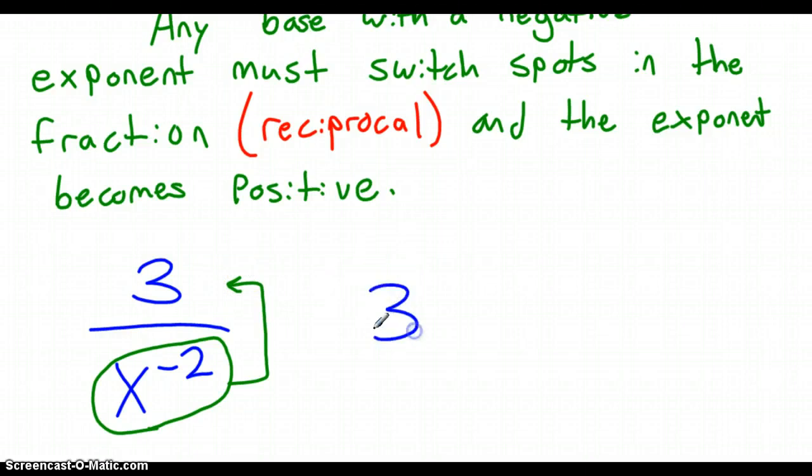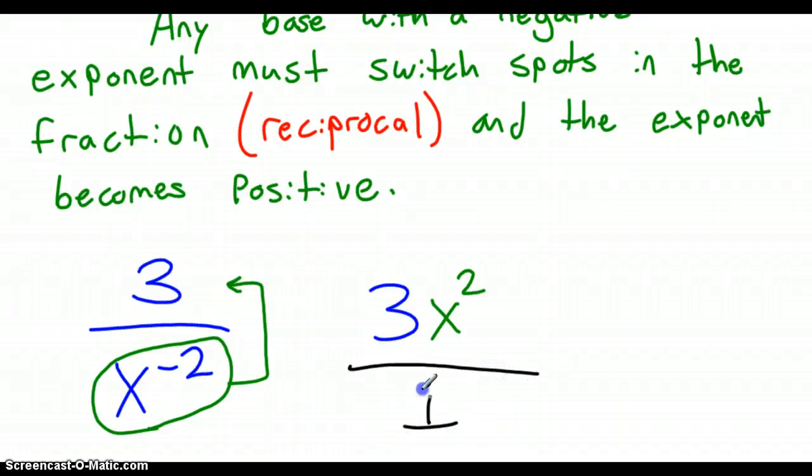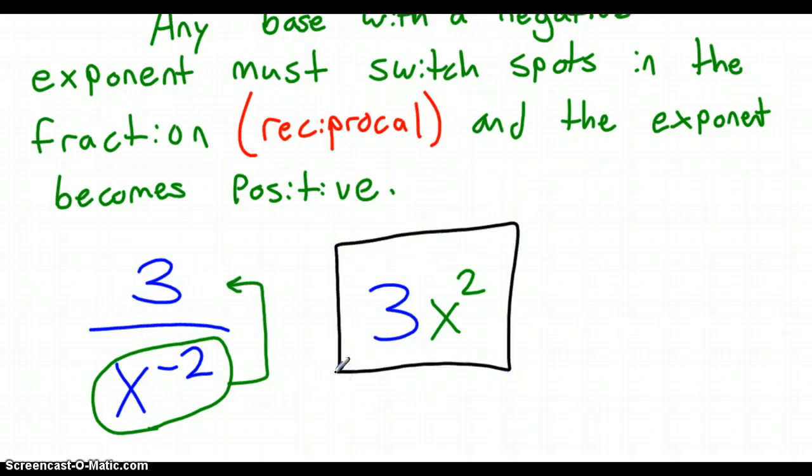Now since there's already a 3 in our numerator, it will just stay right where it's at, and it will be joined by our x now with a positive 2 exponent. Now you may express your answer as over 1, but you don't have to. Okay? So if you want to express it over 1 like that, you can, but you don't have to. Okay, you can just leave it as this. And it is implied that this is just over a 1. Okay? So as terms are moving around, they will just join whatever is already there.